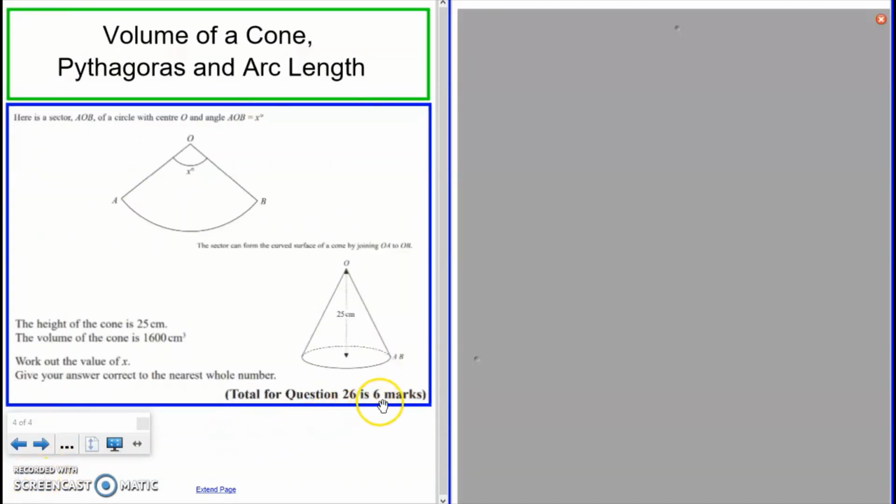This next question has been allocated 6 marks and it involves the topics of volume of a cone, Pythagoras, as well as arc length of a sector. Could you pause the video at this point? Could you read the question carefully? And could you try and calculate the value of x and give your answer correct to the nearest whole number? So could you have a go at this grade 9 question now?